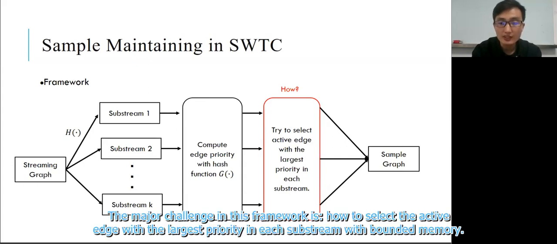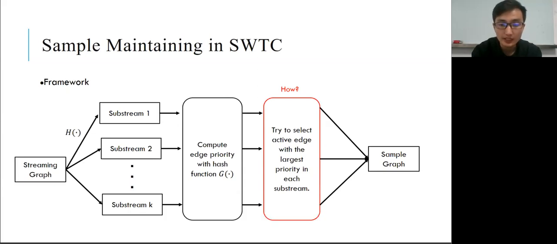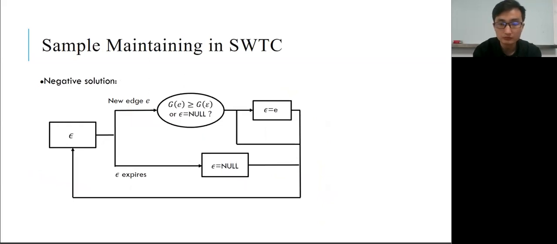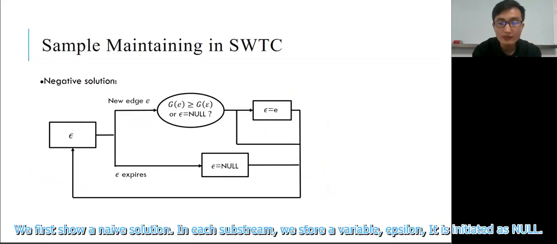The major challenge in this framework is how to select the active edge with the largest priority in each substream with bounded memory. In fact, this problem is very difficult. We first show a naive solution.